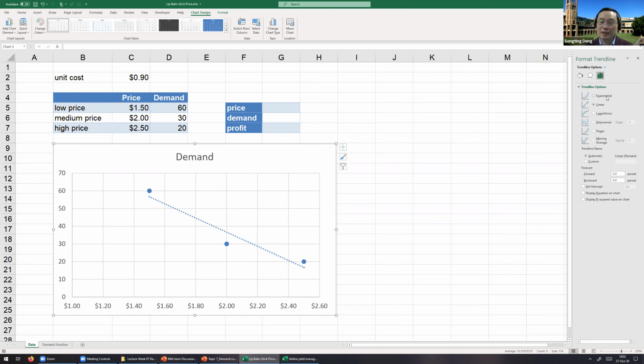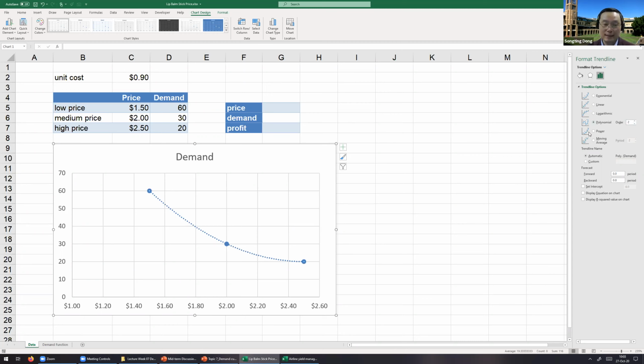And you can see there are multiple options. We can give it a try. Exponential, it looks like it fits this curve better. This is linear, this is a logarithm, polynomial. Well, this is very good. Polynomial basically introduces higher order terms. Order two means you add a price square term. If you increase to 3, 4, that means you add a cubic term of price. Here we only have three data points, and the square term is good enough.